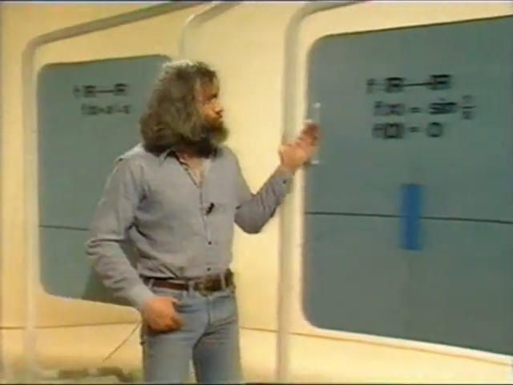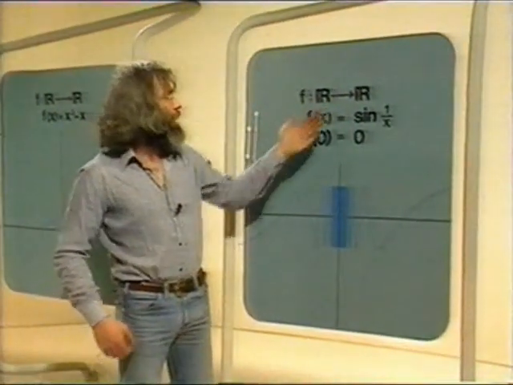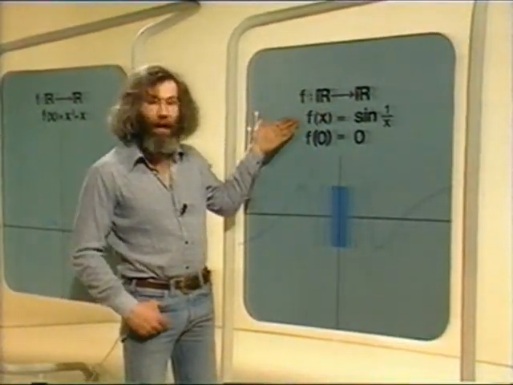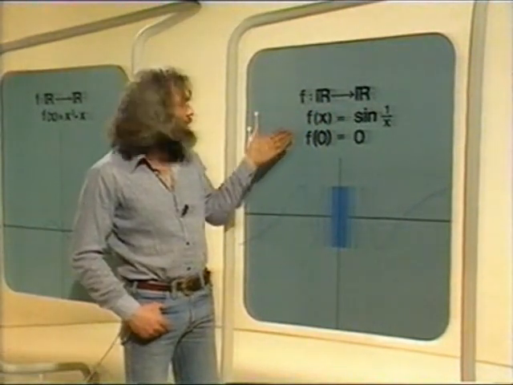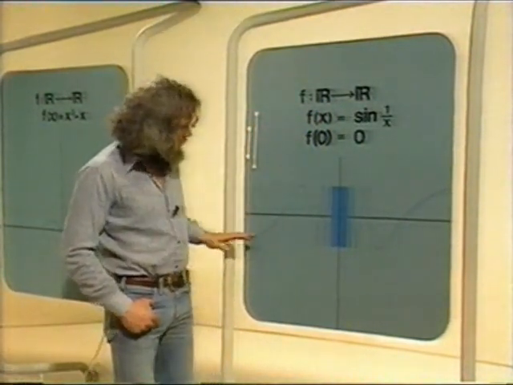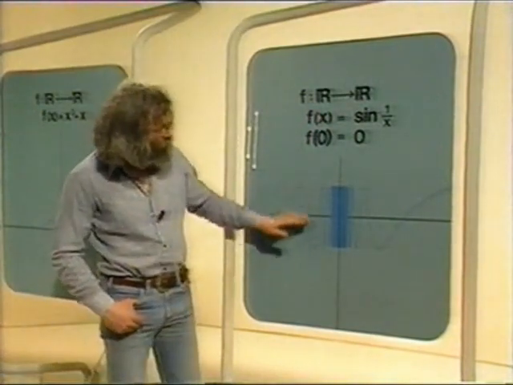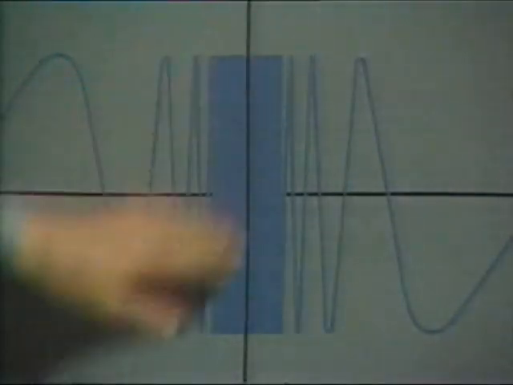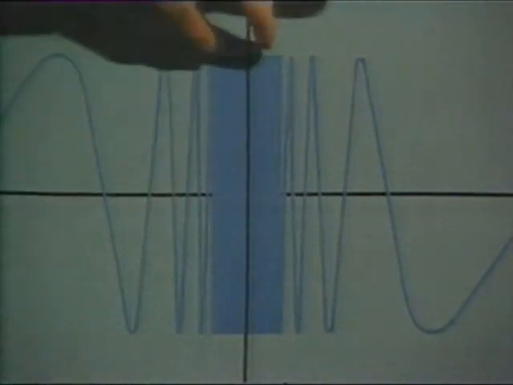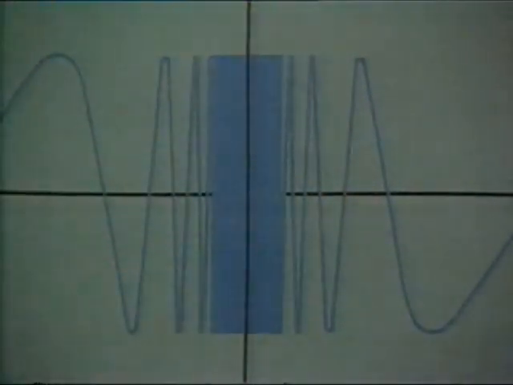Let's look at this function. It's a function from R to R, and it's given by f of x is sine 1 over x for x non-zero, and f of 0 is 0. And here's what the graph looks like. It wiggles faster and faster as you get nearer to the origin. So all you can see in here is this solid block of colour.